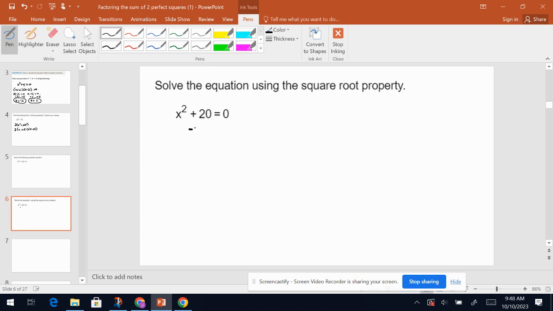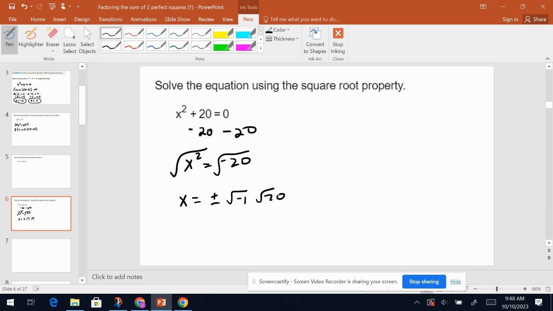What did we do Friday? We got the x squared by itself. So I've got x squared equals negative 20. And then now I take the square root of both sides, and that gives me x equals plus or minus the square root of negative 1, the square root of 20. So now I'm going to write it as plus or minus square root of negative 1.